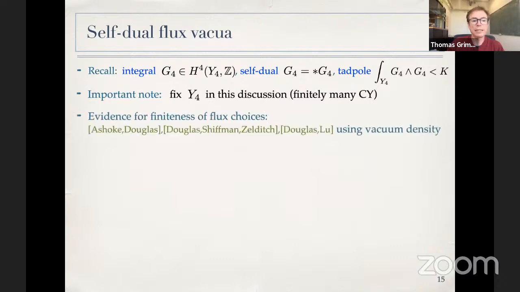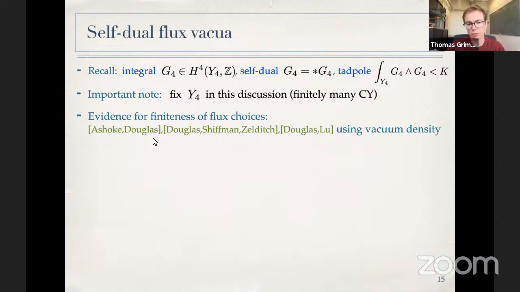So what is the question? Well, the question has been around for a long time: is the number of solutions here finite? And there has been evidence presented for this using this kind of density function. I assume many of you have seen this by Douglas and collaborators. That's where these estimates of the number of flux vacua come from, like the 10 to the 500 and so on.